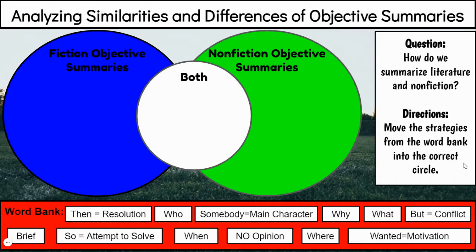Now that we've identified a fictional summary versus a non-fictional summary, let's use some key terms to help us show the distinction between the strategies used for both a little bit more. Look at the word bank. If the term is specific to fiction, put it in the blue circle labeled Fiction Objective Summaries. If the term is specific to nonfiction, put it in the green circle labeled Nonfiction Objective Summaries. If the term or characteristic can apply to both, put it in the white circle labeled Both. Pause the video and complete the slide.